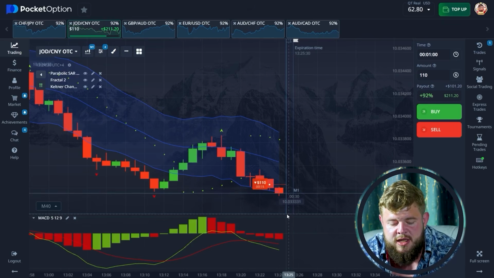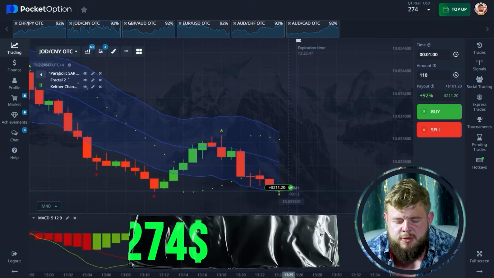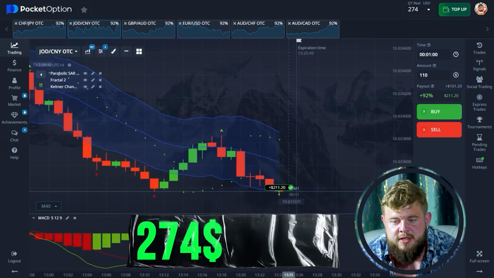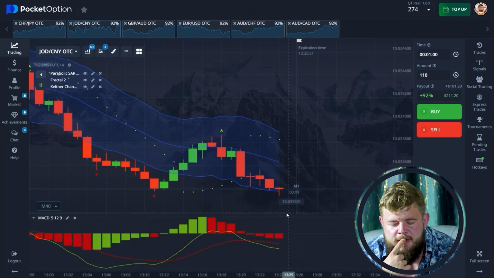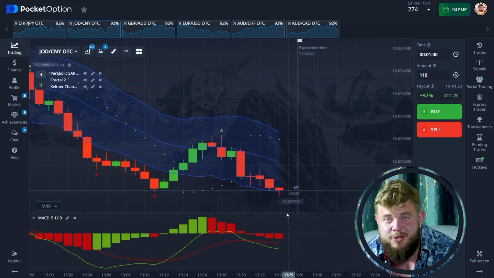Just several seconds left until the time runs out, and we see the result of this trade. So this trade is closed with profit. We have $274 on the account right now. This is a nice result, but still we need to make some more, much more to be honest.